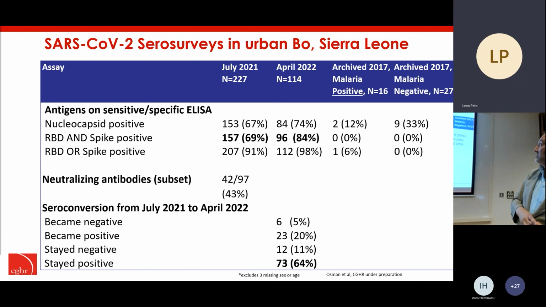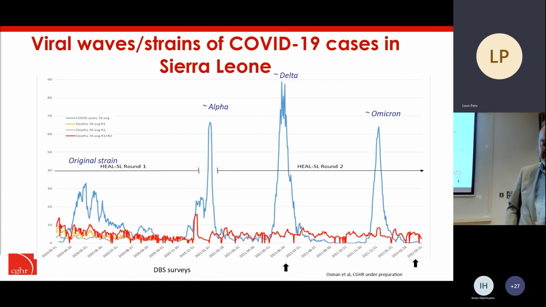By April, by the Omicron variant, it had gone up to 84%. And then in a subset, we looked at neutralizing antibodies to say, well, are these just kind of minor infections, or are they enough to trigger significant antibody response? And yes, in half, they were quite significant. And when we looked at the persistence, it wasn't the case that people just got infected and lost the immunity. Most of them retained positivity.